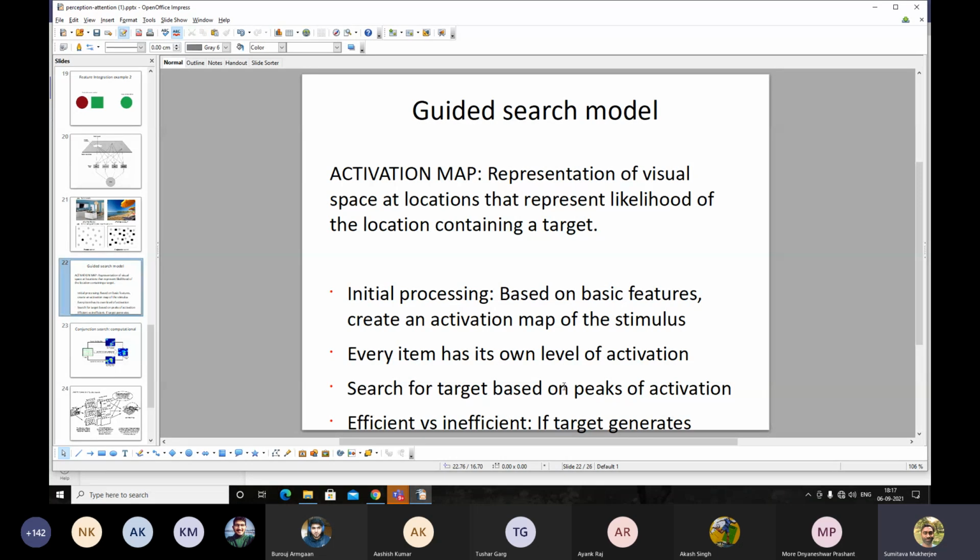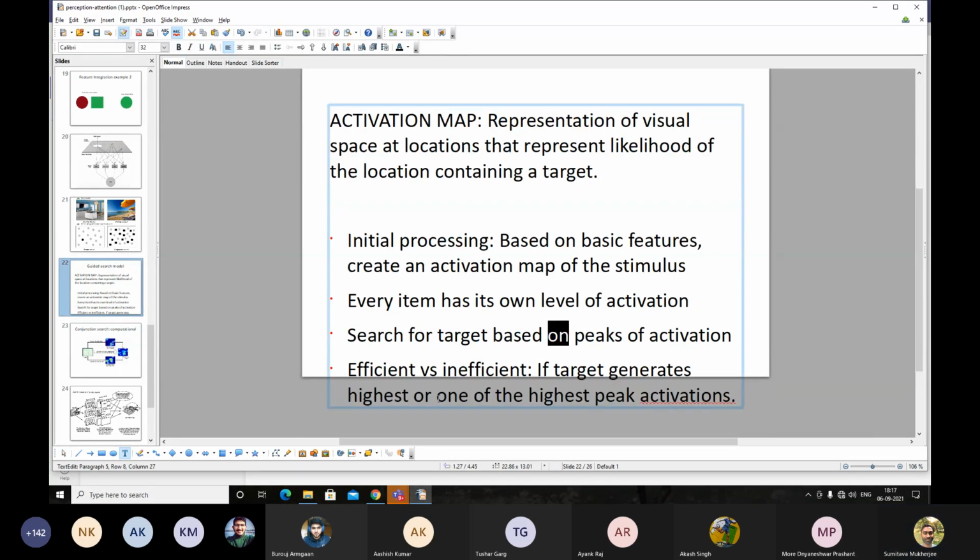And if the target generates an efficient search, that essentially is going to happen if the target generates the highest or one of the highest peaks of activation.